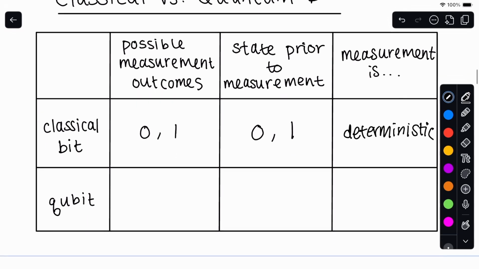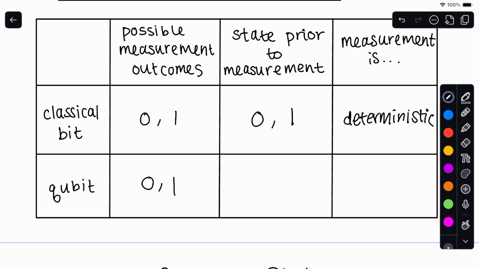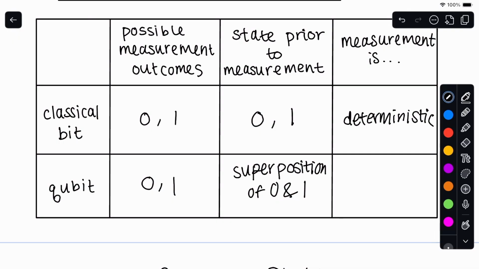For a qubit, on the other hand, the possible measurement outcomes are the same. We can only measure 0 or 1. But before we measure our qubit, it is in some superposition state of 0 and 1. And when we measure our qubit, it collapses to either the 0 state or the 1 state. And there's some probability that you'll measure 0 and probability that you'll measure 1, but you don't know what it's going to be before you measure your qubit. So for a qubit, measurement is probabilistic.